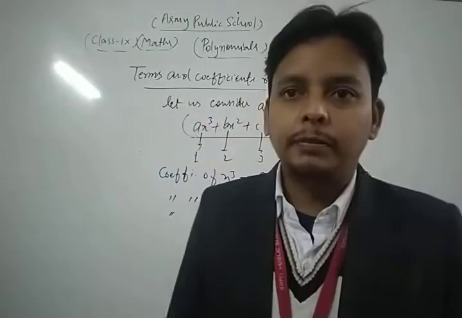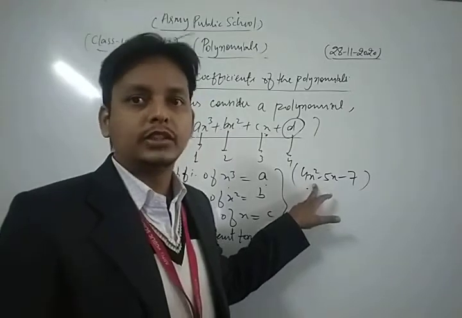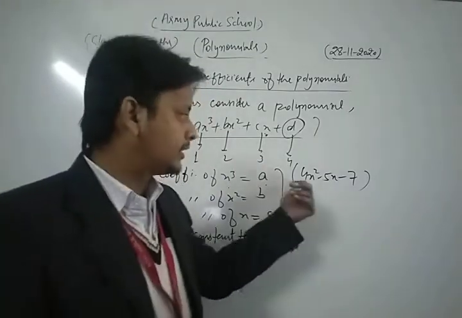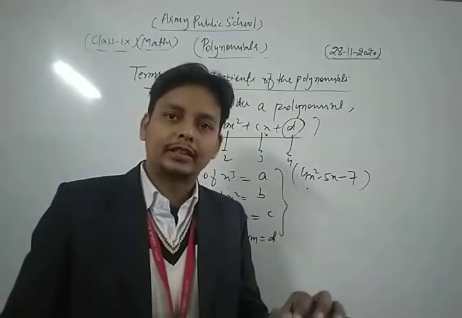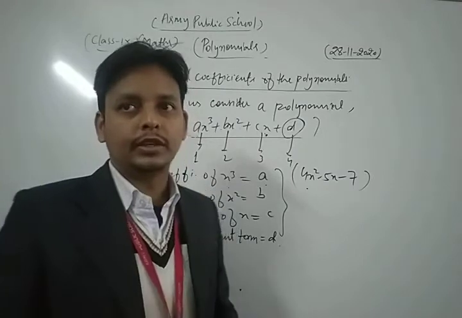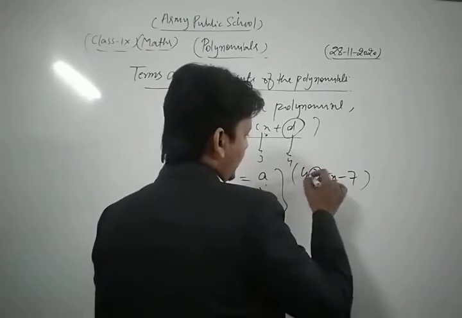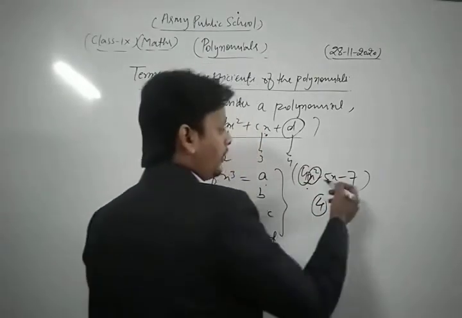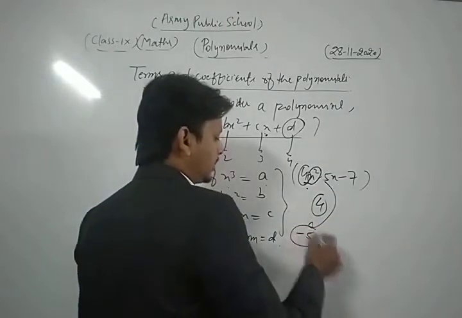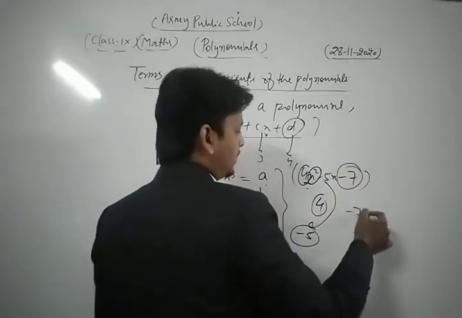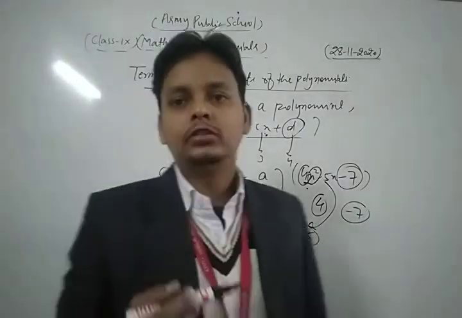Dear students, in that polynomial, 4x square minus 5x minus 7, if I ask you what is the coefficient of x square, your answer is 4, because I just discussed that the numerical factor of any term is known as its coefficient. If I ask you what is the coefficient of x, you tell me minus 5. And the constant term is minus 7. So these are the concepts of terms and coefficients.